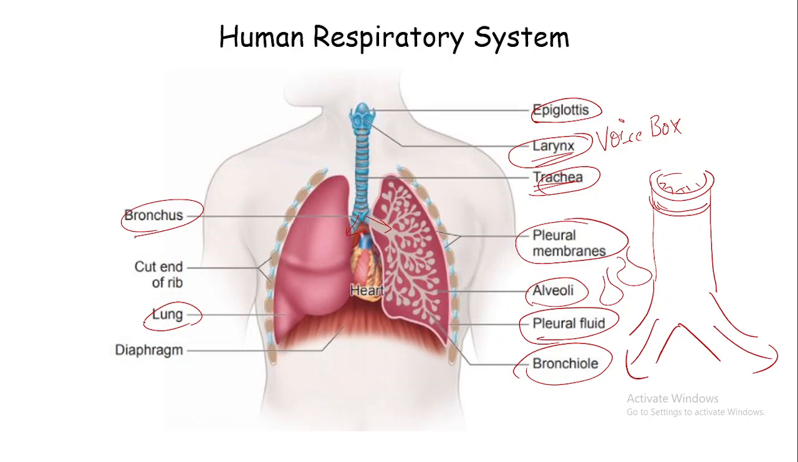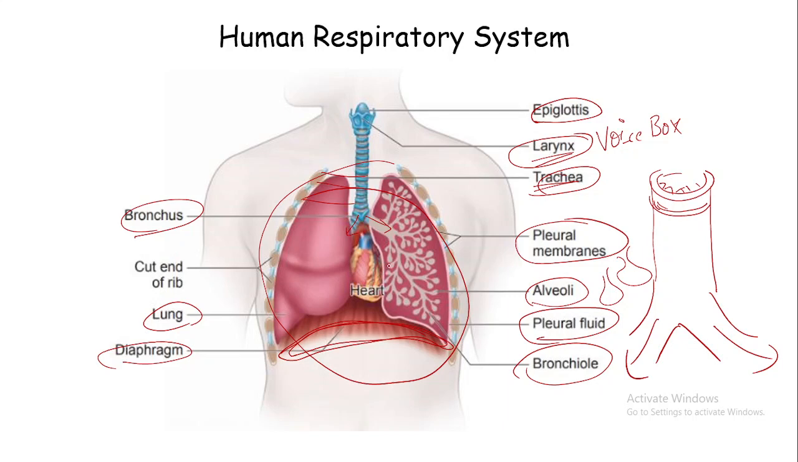Then we have another important part, not directly attached to the respiratory system, called the diaphragm. The diaphragm is a strong muscle that helps in the movement of the thoracic cavity up and down and aids in the process of respiration. These are the cut parts of ribs; there are 12 pairs of ribs which completely cover the thoracic region, inside which the respiratory system is present. You can see the heart sandwiched between the two lungs.